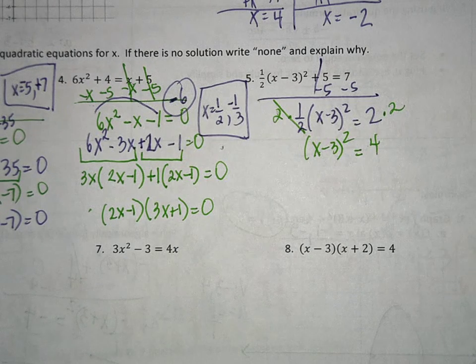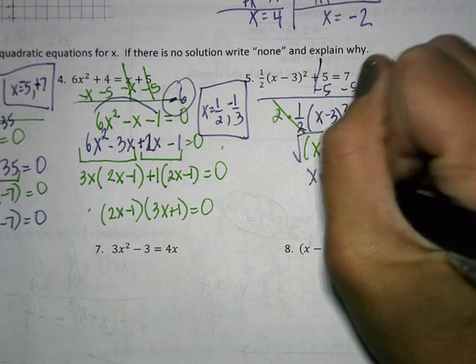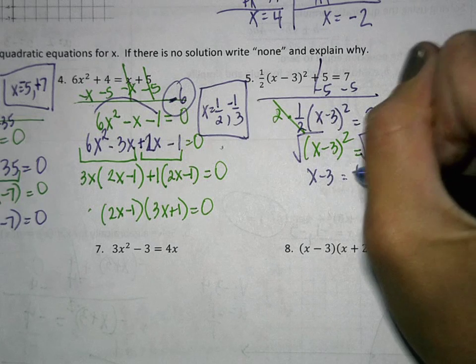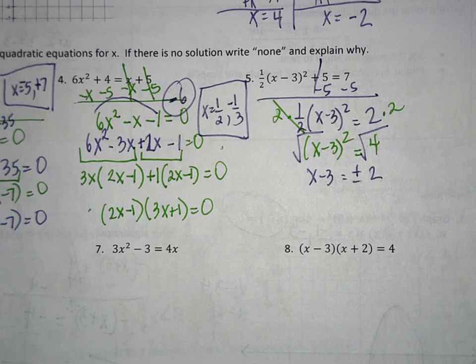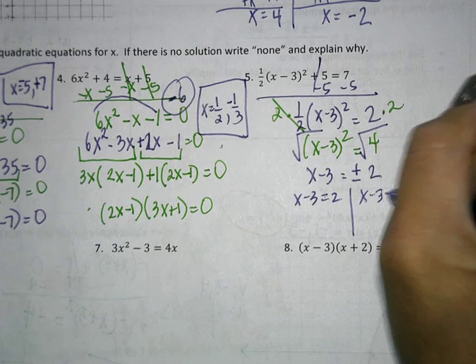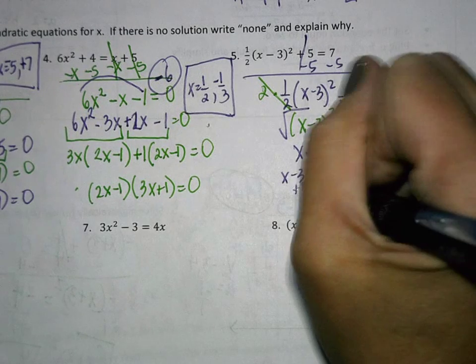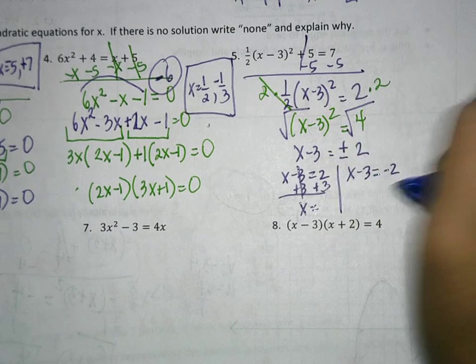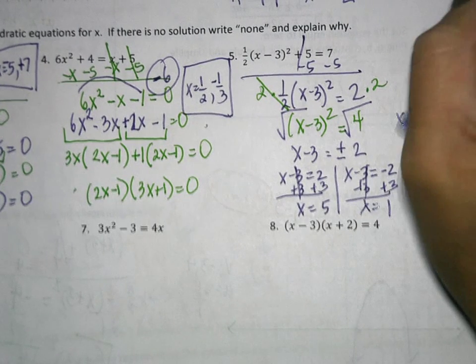Is the square by itself? Yes, so what do I do to get rid of the square? Square root both sides. Anytime I make the square root, my answer will be what? Good. So plus or minus what? 2. Can I set up two equations? Yes. So I have x minus 3 equals 2 and x minus 3 equals -2. Okay, so here I add 3 to both sides. I get x equals 5. Here I add 3 to both sides and I get x equals 1. So my answers are x equals 5 and 1.